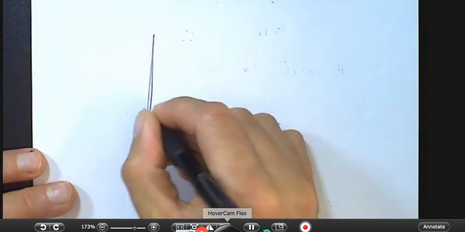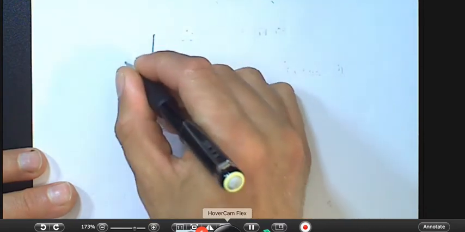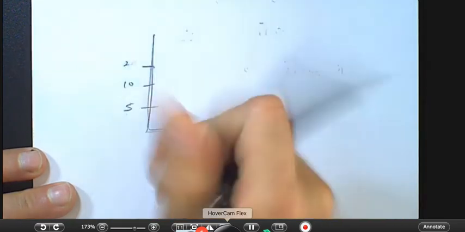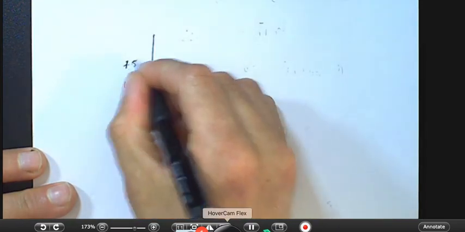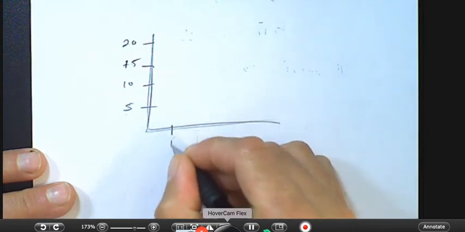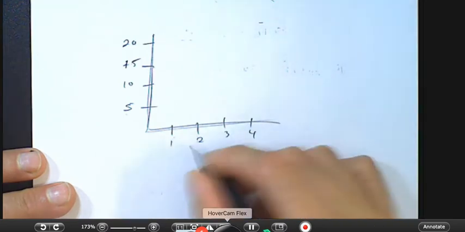I'm going to show you how I'm going to make sure my answers are correct, but I know I need some 5 and a 10 and, oops, should be 15, right? 15 and maybe a 20. I'm probably going to need a 1, 2, 3, 4. That should be good enough.